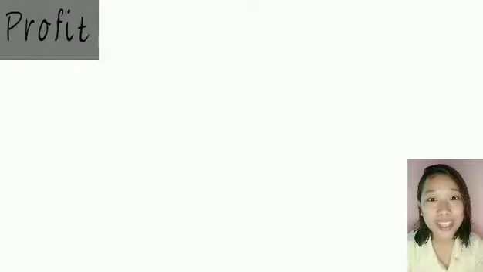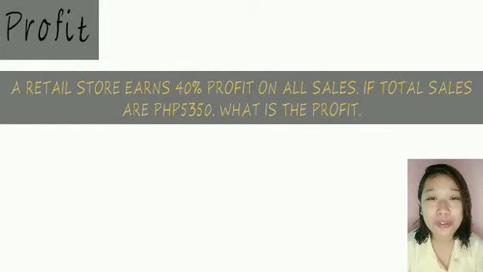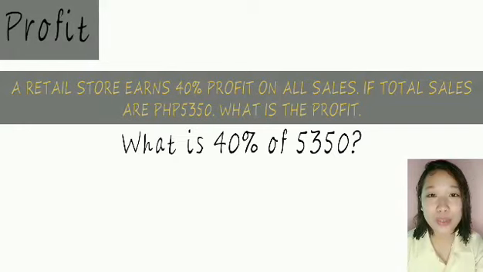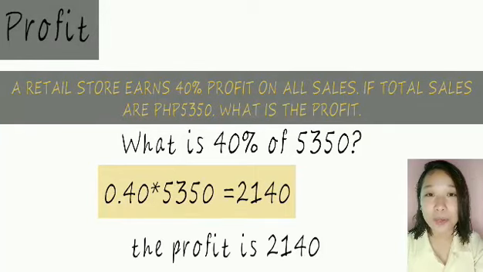So last is profit. Here is an example of profit. A retail store earns 40% profit on all sales. If the total sales are 5,350, what is the profit? The question here is, what is 40% of 5,350? We change 40% into a decimal, which is 0.40, multiplied by the total sales, 5,350. So it equals 2,140. So the profit is 2,140.